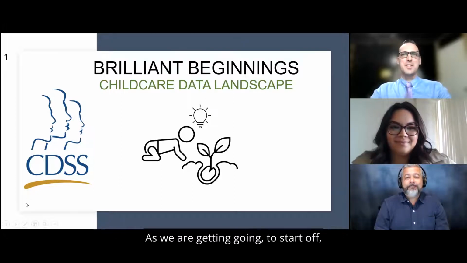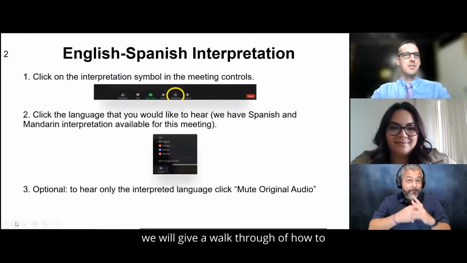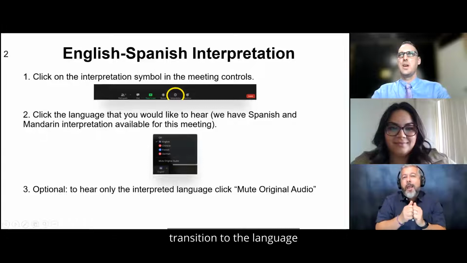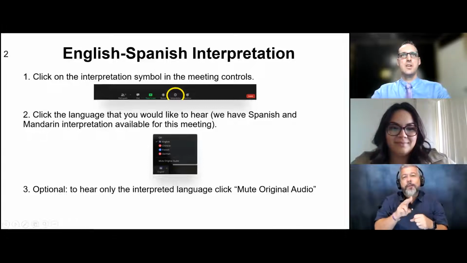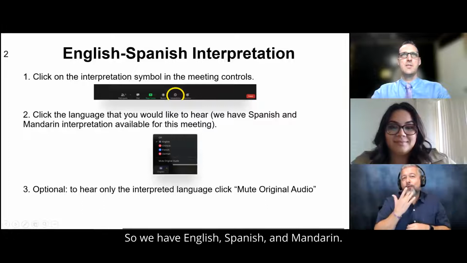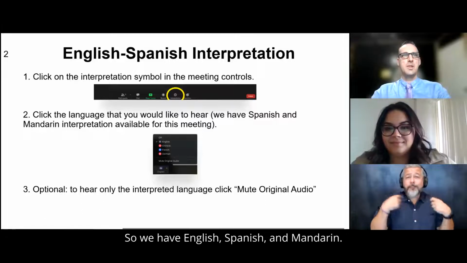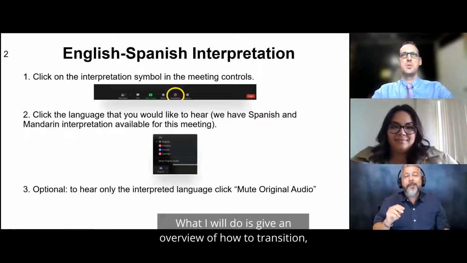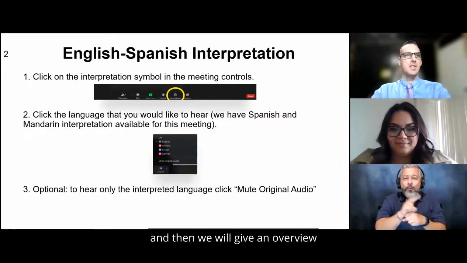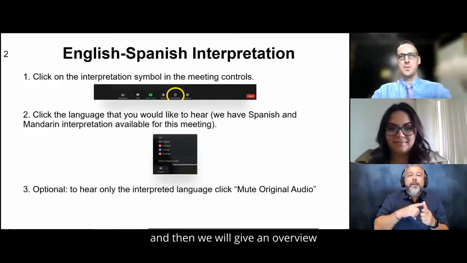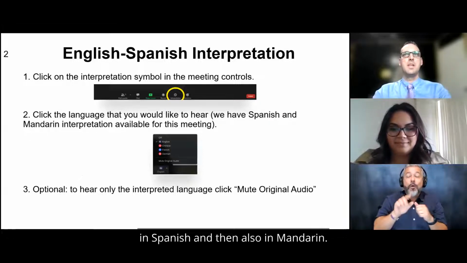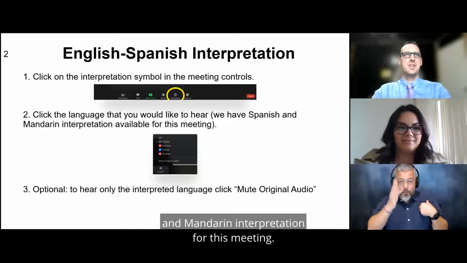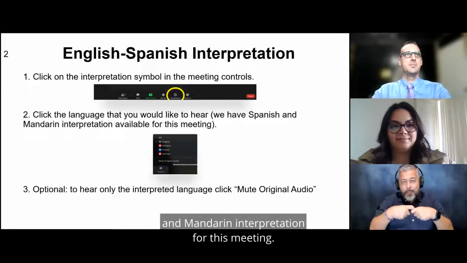As we are getting going, to start off, we will give a walkthrough of how to transition to the language of your preference. So we have English, Spanish, and Mandarin. What I will do is give an overview of how to transition, and then we will give an overview in Spanish and then also in Mandarin. And so we do have English, Spanish, and Mandarin interpretation for this meeting.